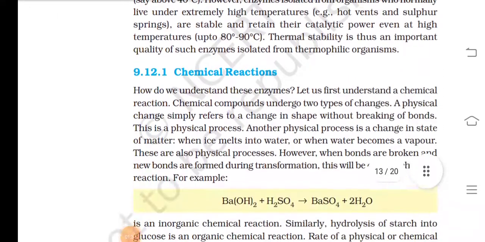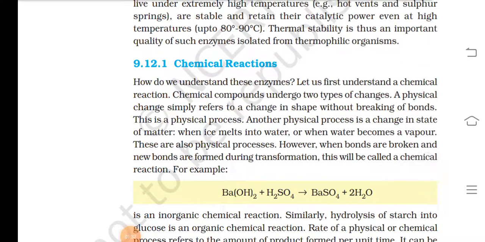9.12.1 Chemical reaction. How do we understand these enzymes? Let us first understand a chemical reaction. Chemical compounds undergo two types of changes. A physical change simply refers to a change in shape without breaking of bonds. This is a physical process.